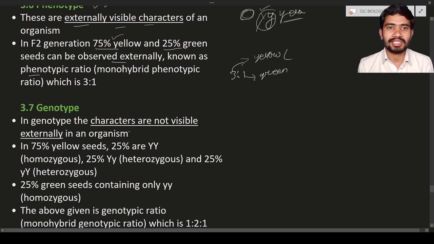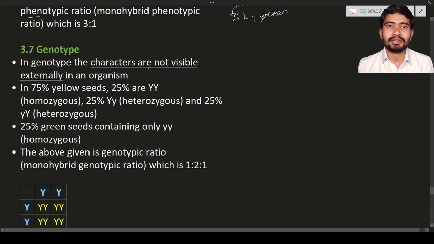Genotype is nothing but the characters that are present in it. In the genotype, the characters are not visible in an organism. External characters you cannot say. For example, if I give you a yellow color seed, just by looking at it you will say it is yellow. But can you say what type of genes are present in it? It means what type of allele is present in it.